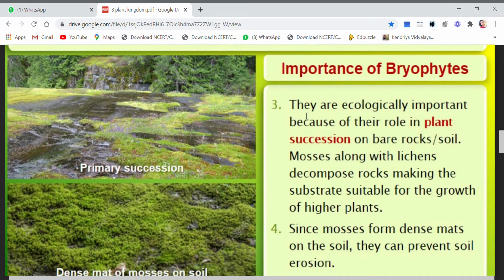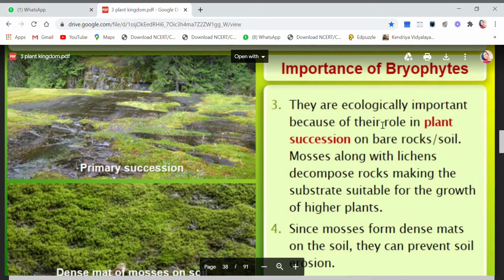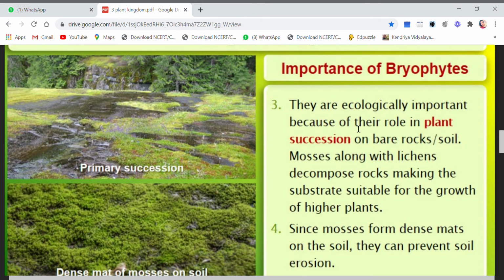Next, children, they are ecologically important because of their role in plant succession, that is on bare rocks and soils. Now you will be studying this properly in class 12, but let me give you a brief idea. Children, we have seen that many parts of the terrestrial area, that is the land, earlier were desert, but today have become very good greenery. Or earlier there was a pond, but now the pond has vanished and that area has been converted into land, and it contains lots of plants. So this is what is succession.